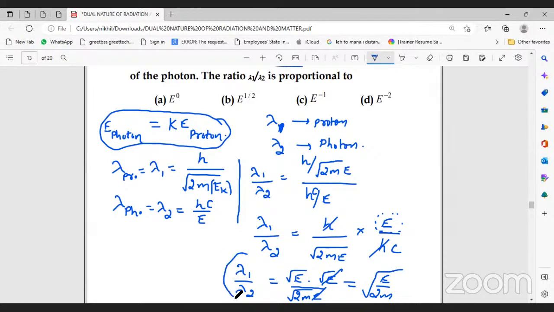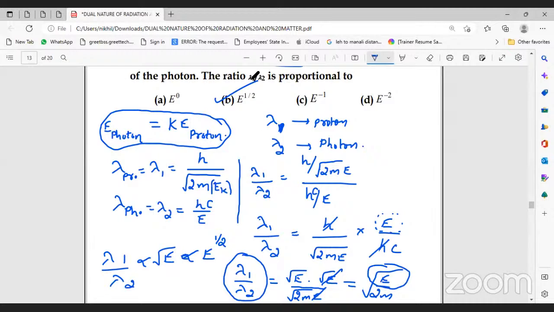So wavelength ratio lambda 1 by lambda 2 is directly proportional to root of E. Root E is E power 1 by 2. So what is the ratio? Lambda 1 by lambda 2 is equal to root of E, or you can take it as E power 1 by 2.